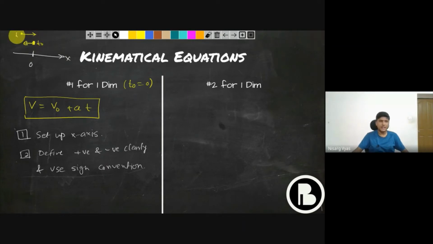So t naught equal to 0 it was here, and at time t it is here. So v naught is negative in this case, because it is pointing in the negative x direction. That negative comes from the direction, not from the magnitude of v naught. And this is pointing in the positive direction, so its value we take as positive.